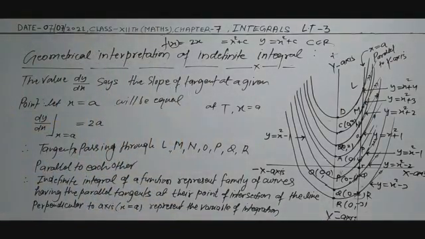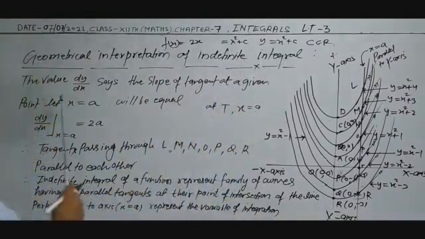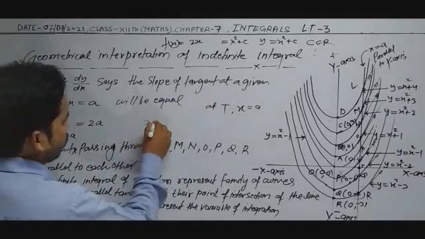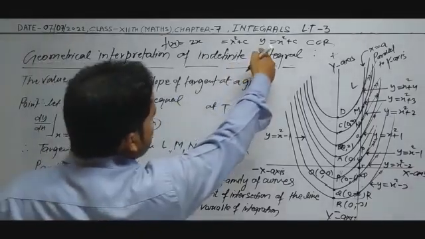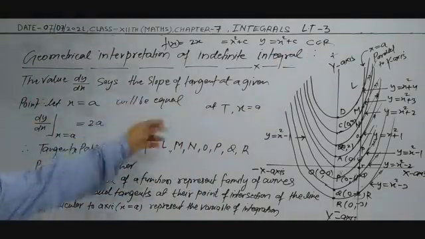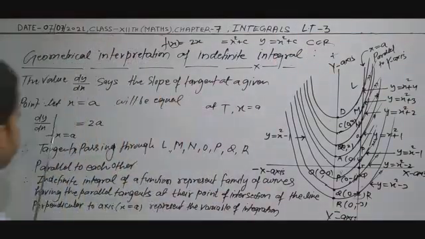Now, when you differentiate, you will get the slope of the tangents. This is the actual definition of the derivative: the derivative of a function is always equal to the slope of the tangent at a given point. So dy by dx, its result will be 2x. When you differentiate, you get 2x, and 2x is the slope of the tangent at a given point. Suppose the given point is x is equal to a.